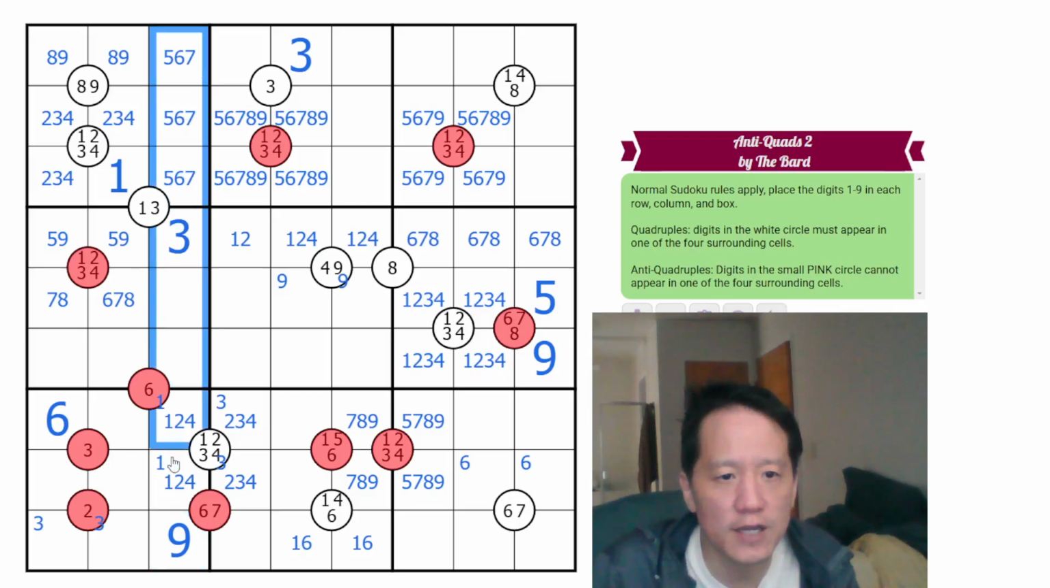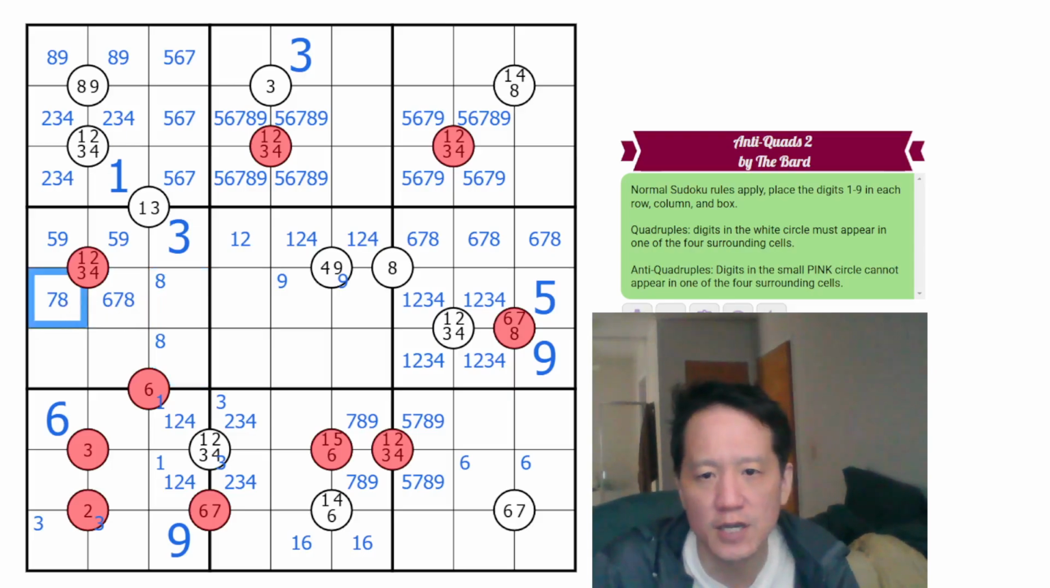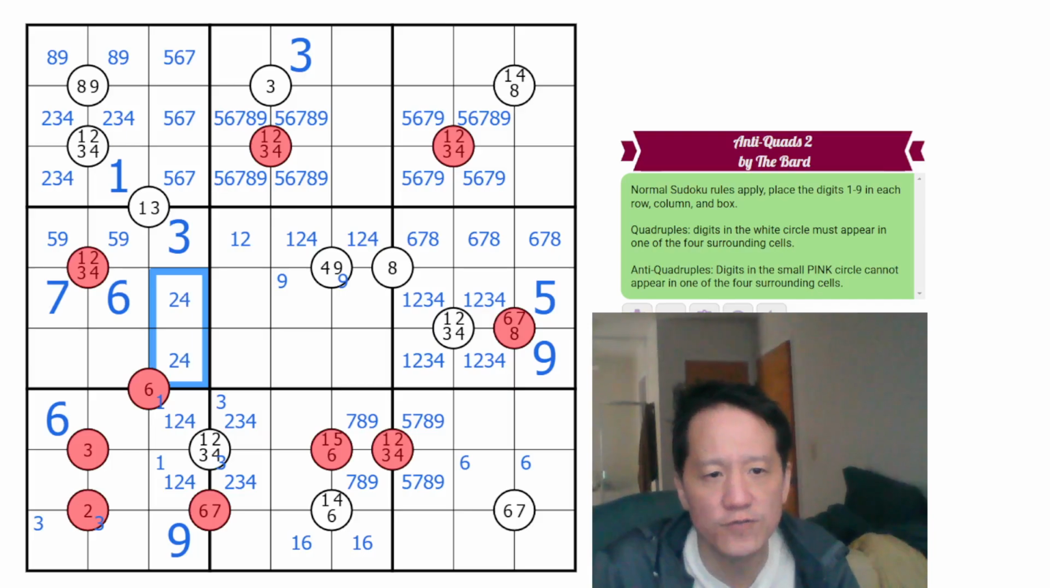Therefore, where is the 8 in this column, in column 3? It has to be one of these 2 cells. Well, that means neither of these can be 8, so this can't be 8, so that's a 7. This can't be 7 or 8, so this must be a 6. So one of these is an 8. The other remaining one has to be a 2 or 4. So this is 2, 4 with 8.